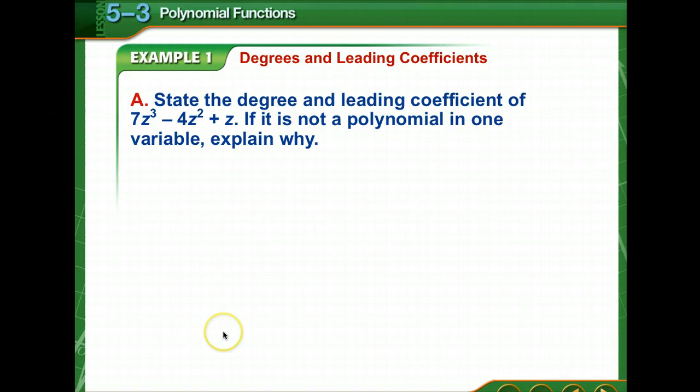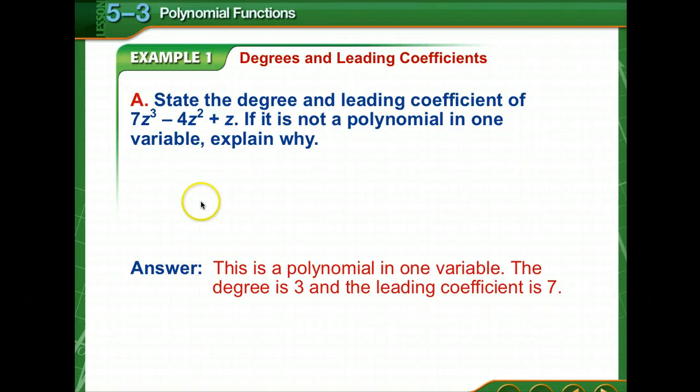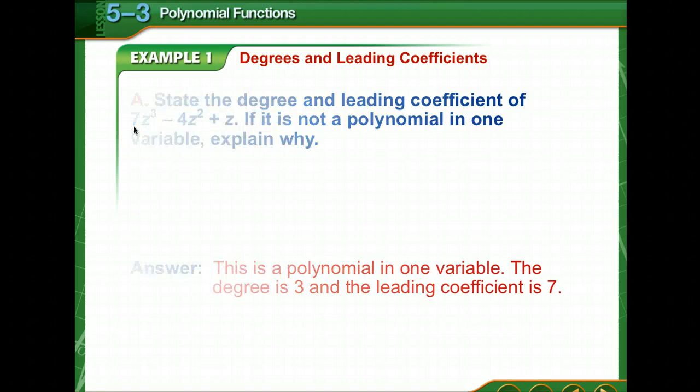We're to state the degree and leading coefficient of this polynomial, and if it's not a polynomial in one variable, we are to explain why. So this is a polynomial in one variable. Notice that we only have a z here. So the degree is 3, that's the exponent of the largest variable, and the leading coefficient is 7.